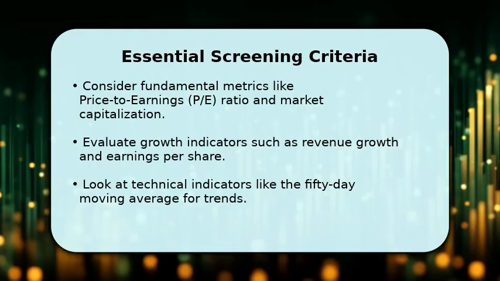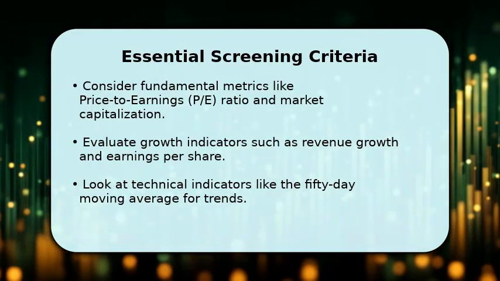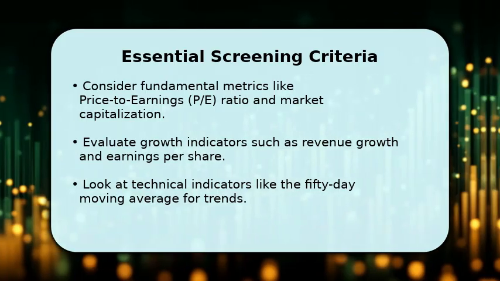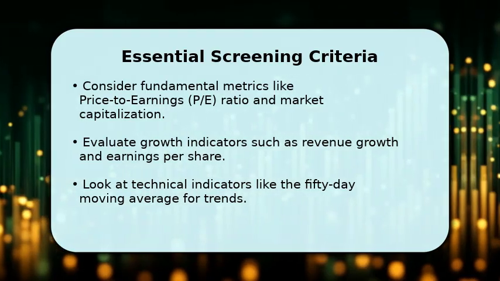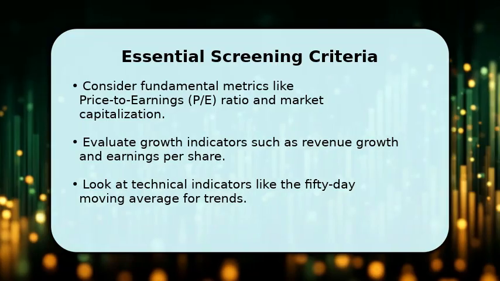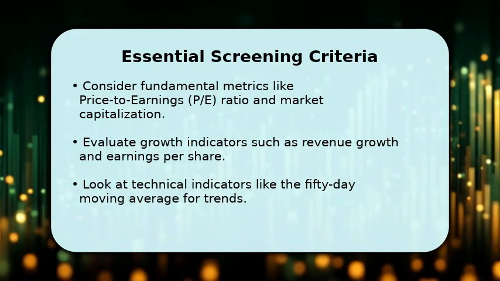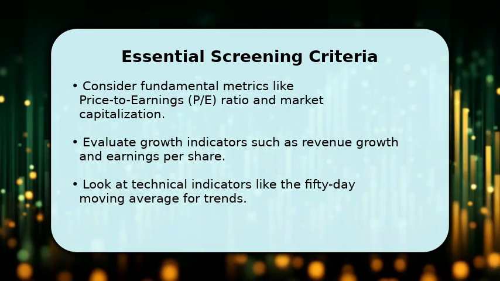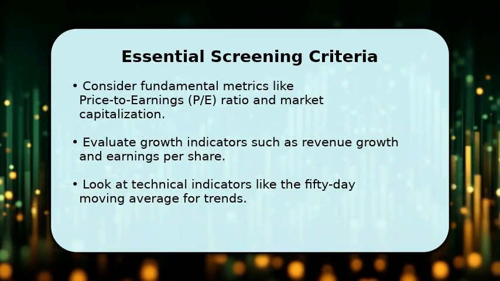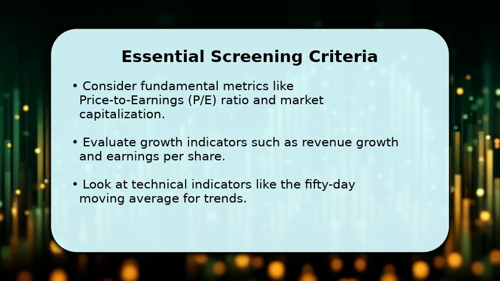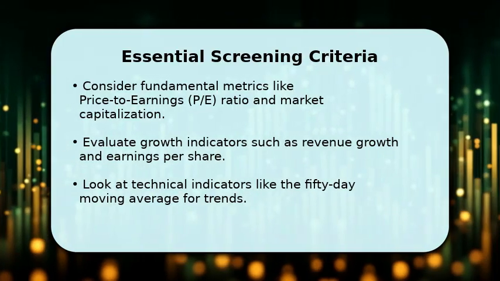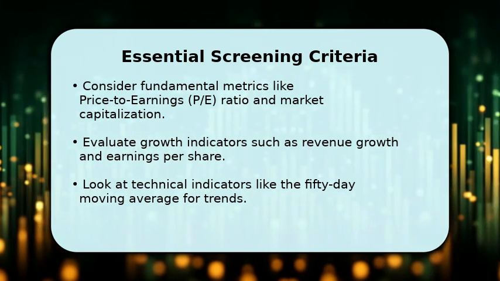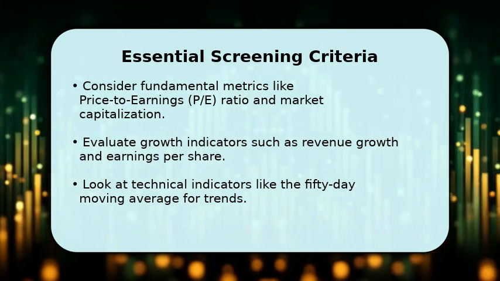Now, let's dive into the essential criteria for your screener. You'll want to consider fundamental metrics like the price-to-earnings ratio, perhaps looking for stocks with a P/E below 15, and market capitalization, maybe focusing on companies above $500 million. Don't forget growth indicators such as revenue growth over the past 3 years, aiming for at least 10%. Also, technical indicators, like a stock trading above its 200-day moving average, can reveal strong trends.